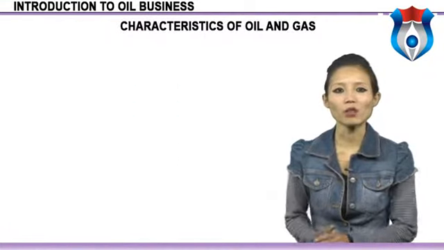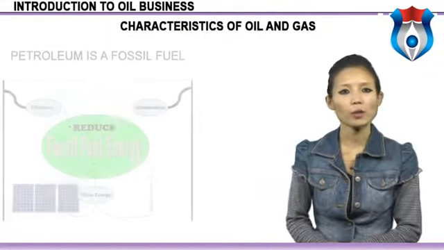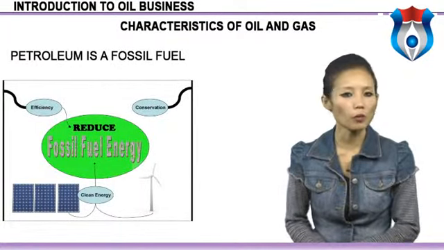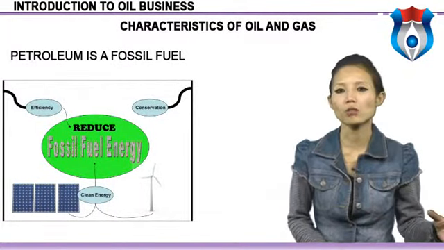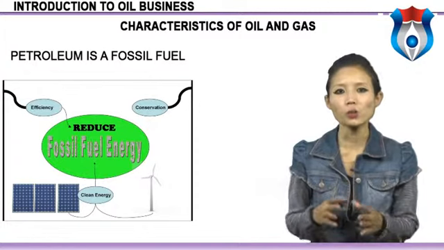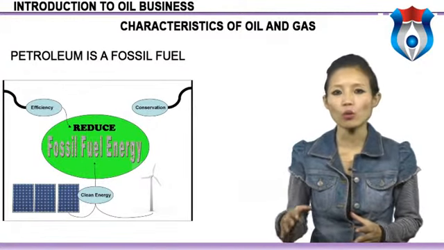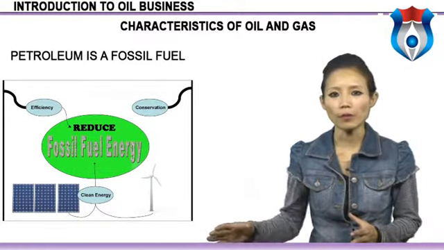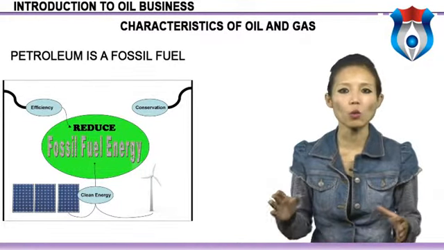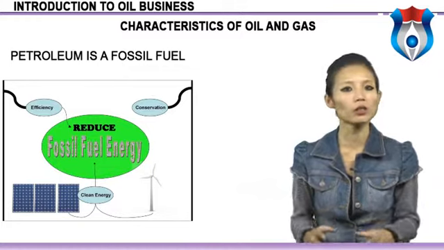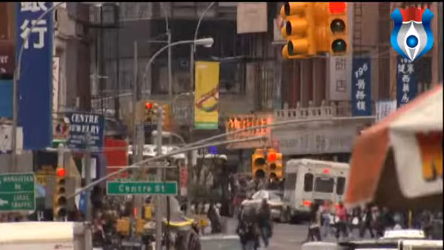Let's know the characteristics of oil and gas. Petroleum is a fossil fuel. Long before the dinosaurs, oceans covered most of the earth. They were filled with tiny sea animals and plants. As the plants and animals died, they sank to the ocean floor. Sand covered them. Millions of years passed. The weight of the water and heat from the earth turned them into petroleum and natural gas.